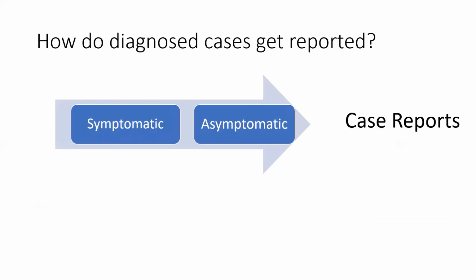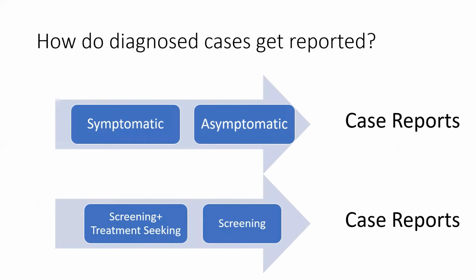So thinking about case reports, let's elaborate. What do case reports represent? Case reports are made up of people that were diagnosed with either a symptomatic or an asymptomatic infection. We can elaborate on this in the following way, where symptomatic people arise from either a routine screening visit or a symptomatic treatment-seeking visit, while asymptomatic people arise only from screening visits.